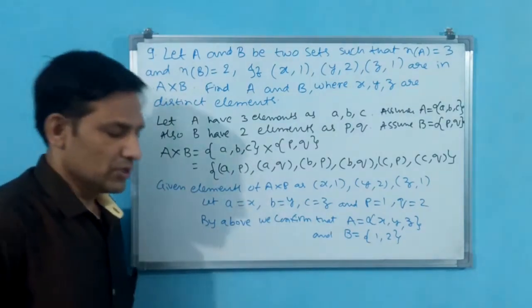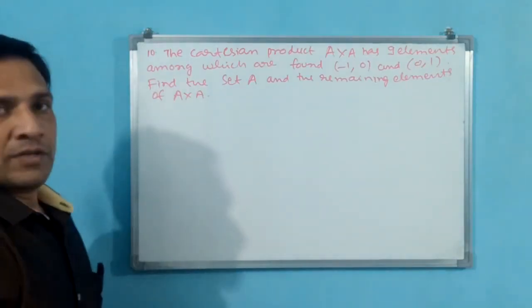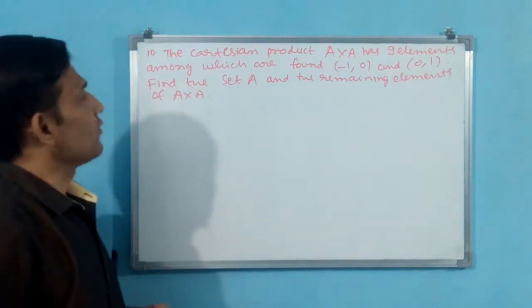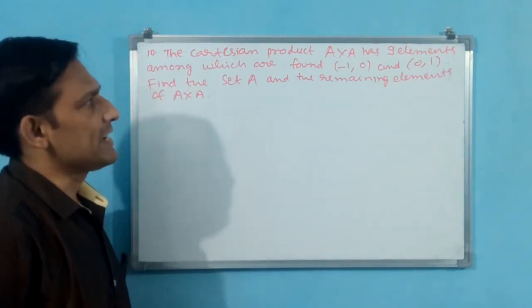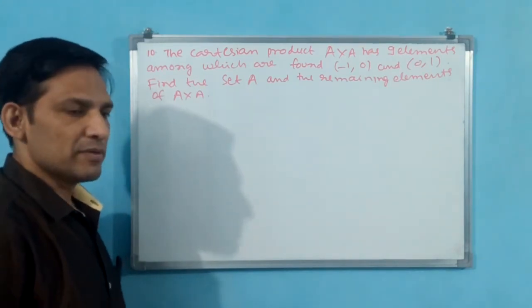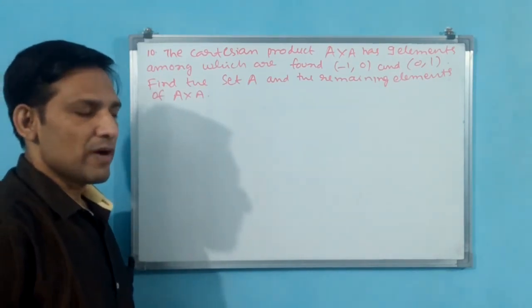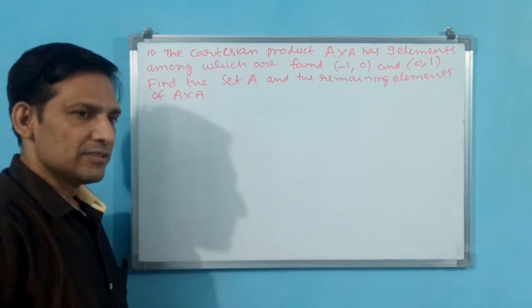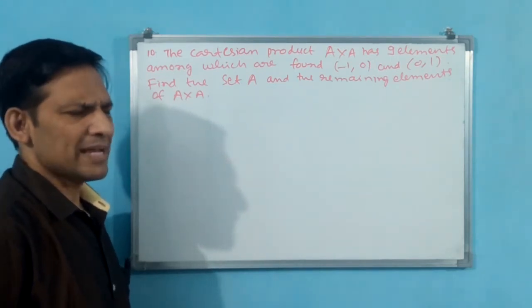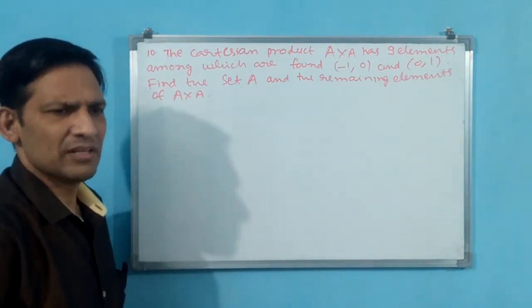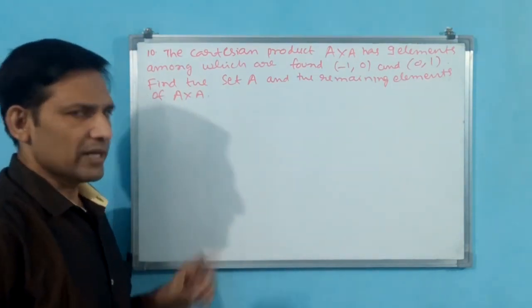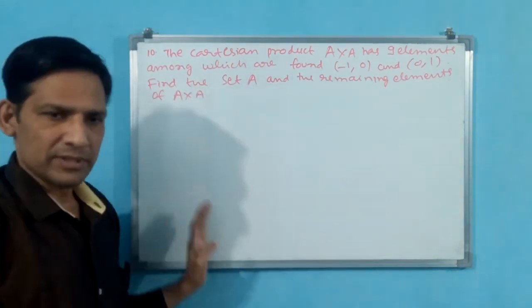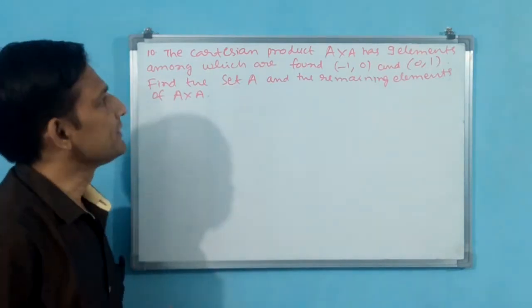We go for the 10th question, which is the last question. See the 10th question, what they have written. The Cartesian product A cross A has 9 elements. 9 elements means it may be 1 into 9 or 3 into 3. Why? Because rather than this, no additional options are available. But okay, let us study the full question first, then we do the analysis.